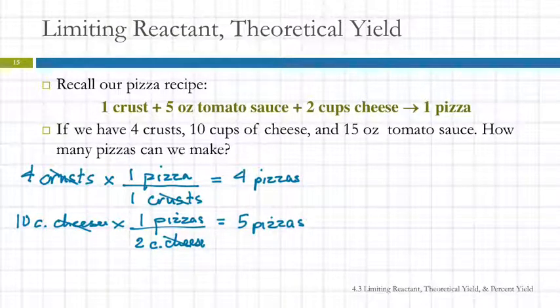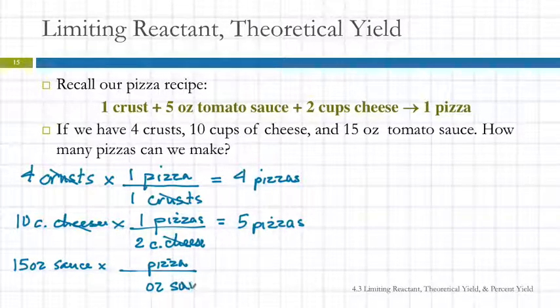And then we have the sauce. 15 ounces of sauce. And we're going to put in another conversion factor ratio here. And this is going to relate pizzas to sauce. We're going to look at this recipe. For 5 ounces of sauce, we get 1 pizza. So 5 ounces of sauce for 1 pizza. Would it be true to say we can get 5 pizzas from 1 ounce of sauce? No, that's ridiculous, right? Nobody would think that.